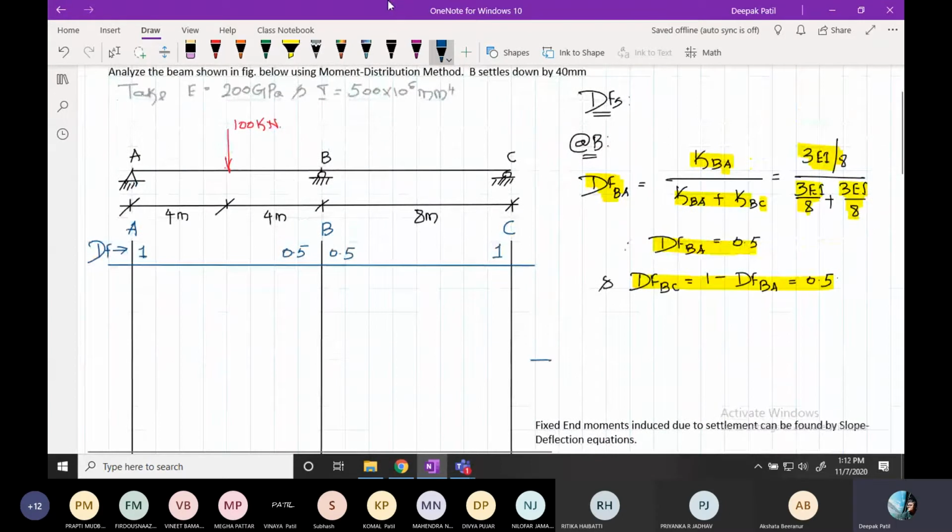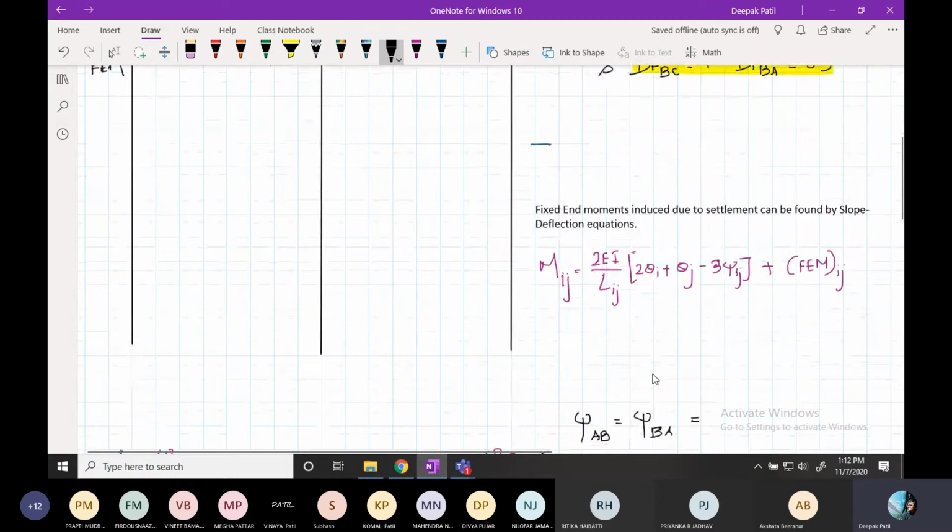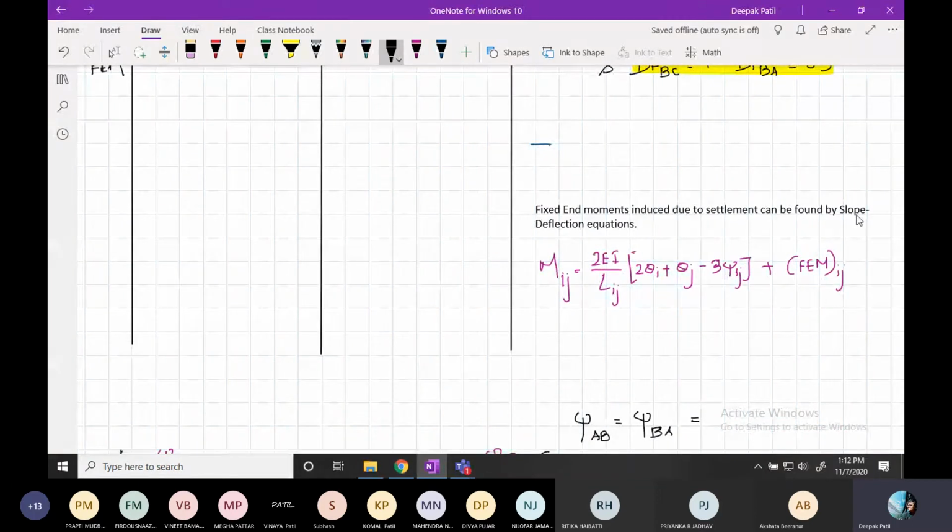And now to proceed further, I have to write the fixed end moments here. In case of settlement problems, there is a change while writing the fixed end moments. Only that change is there in case of settlement problems in the moment distribution method. And how to find that, let me just explain. The fixed end moment induced due to the settlement can be found by using slope deflection equations.